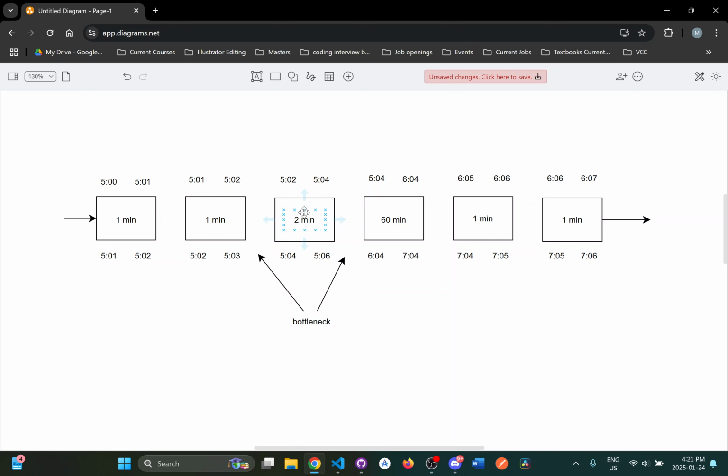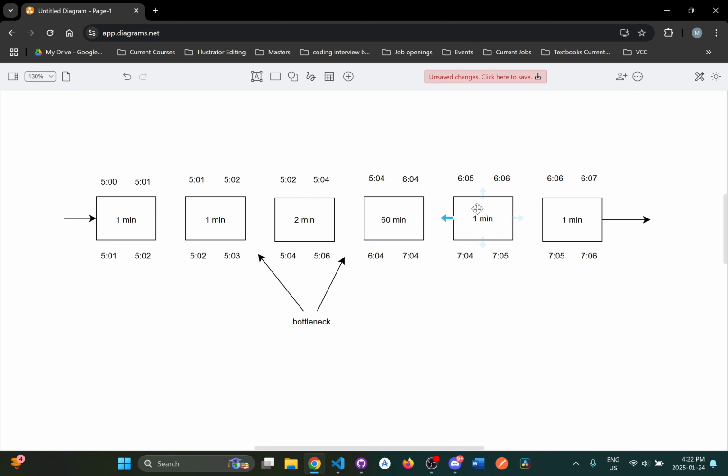It takes 2 minutes at this stage, so it goes from 5:02 to 5:04. And then at this stage, you can see it takes 60 minutes, so 1 hour. It'll be from 5:04 to 6:04. That's when this person has to start working on their stuff, starting at 5:04. But here, you can see this person is waiting for this station to be done. It takes so long to get to this stage that the person working on it doesn't have to come to work until 1 hour later, which is around 6:05.